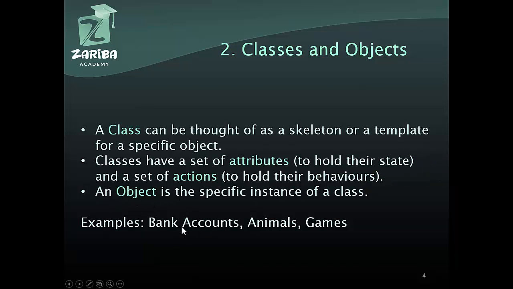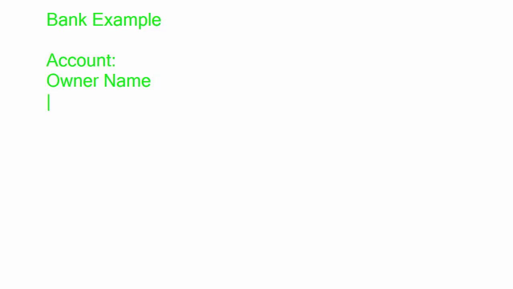Okay, so let's make a more proper example with a bank. Let me just decrease the font a bit. So, bank example. Let's have in this example a bank account. And what does an account have as a property or as an attribute? Owner, okay, owner name. What else? Type, like checking, savings. Okay, type.